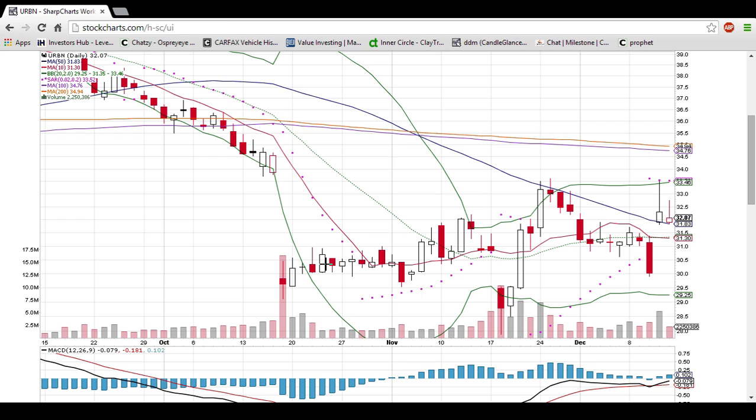In terms of the chart, I assume this was earnings. There was a big gap down from 34 all the way down to 29 and a half-ish, and since then it's had a nice uptrend. You can see it's setting in higher lows, even though here there was another big gap down, but it recovered pretty quickly. What these colored lines are, are moving average resistance, which is just the average closing price.